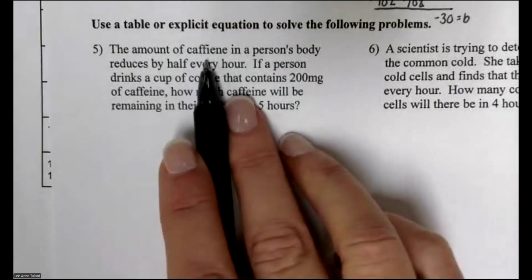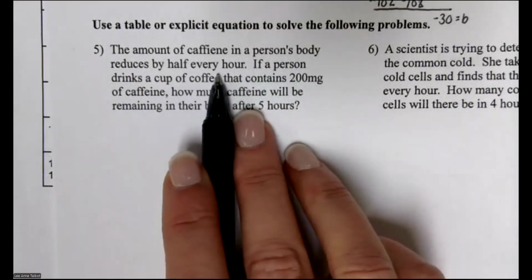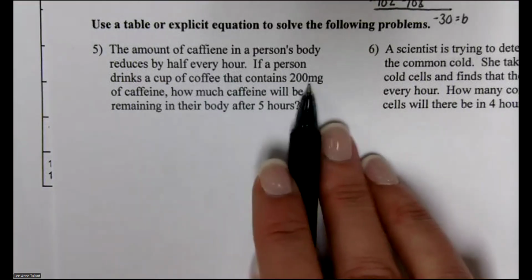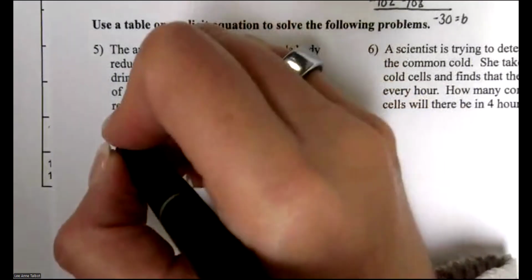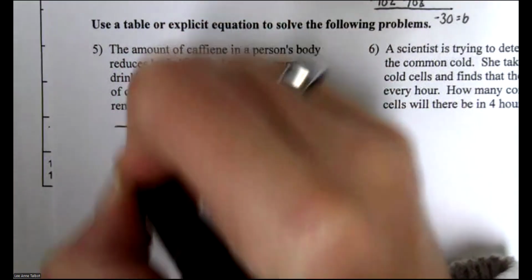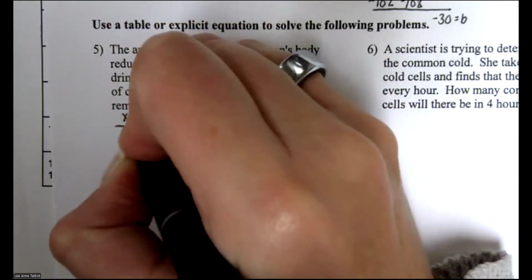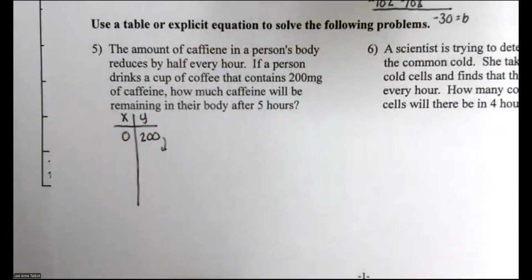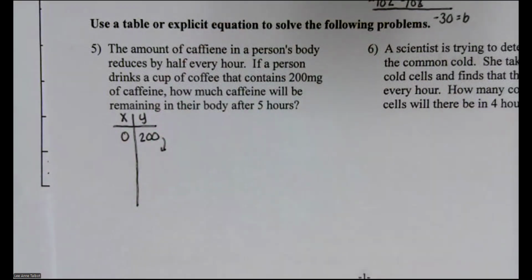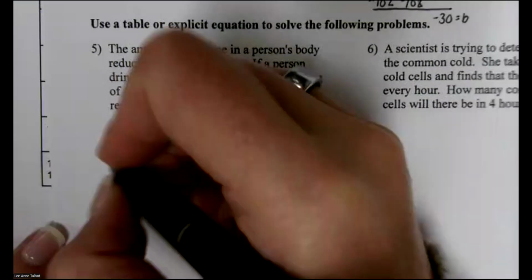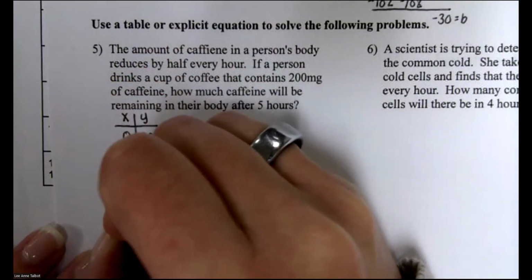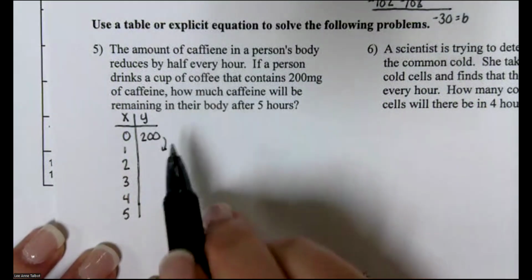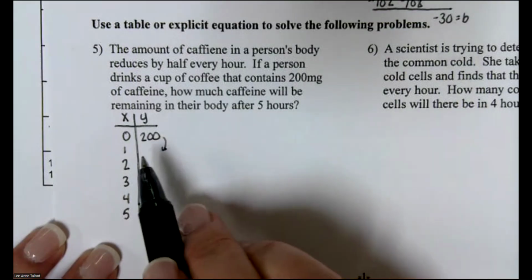Okay. The amount of caffeine in a person's body reduces by half every hour. If a person drinks a cup of coffee that contains 200 milligrams of caffeine, how much caffeine will be remaining in their body after 5 hours? Okay, so it says that it reduces by half every hour. So what would it be after an hour?